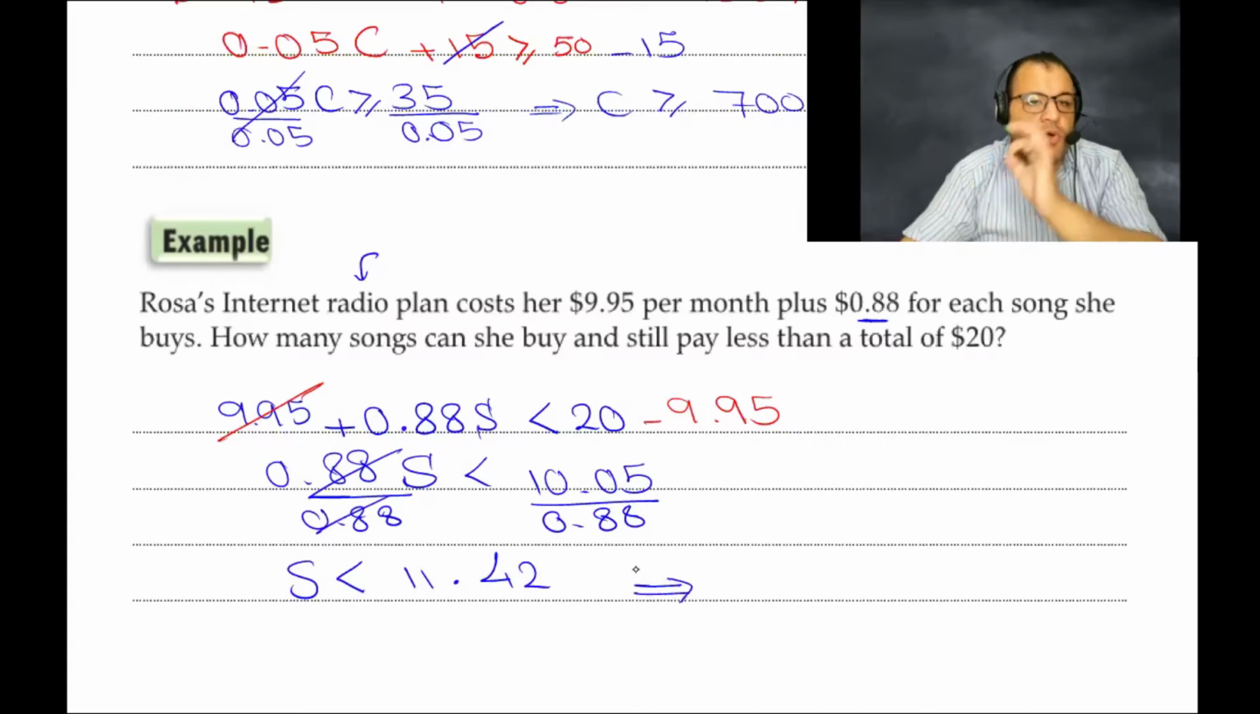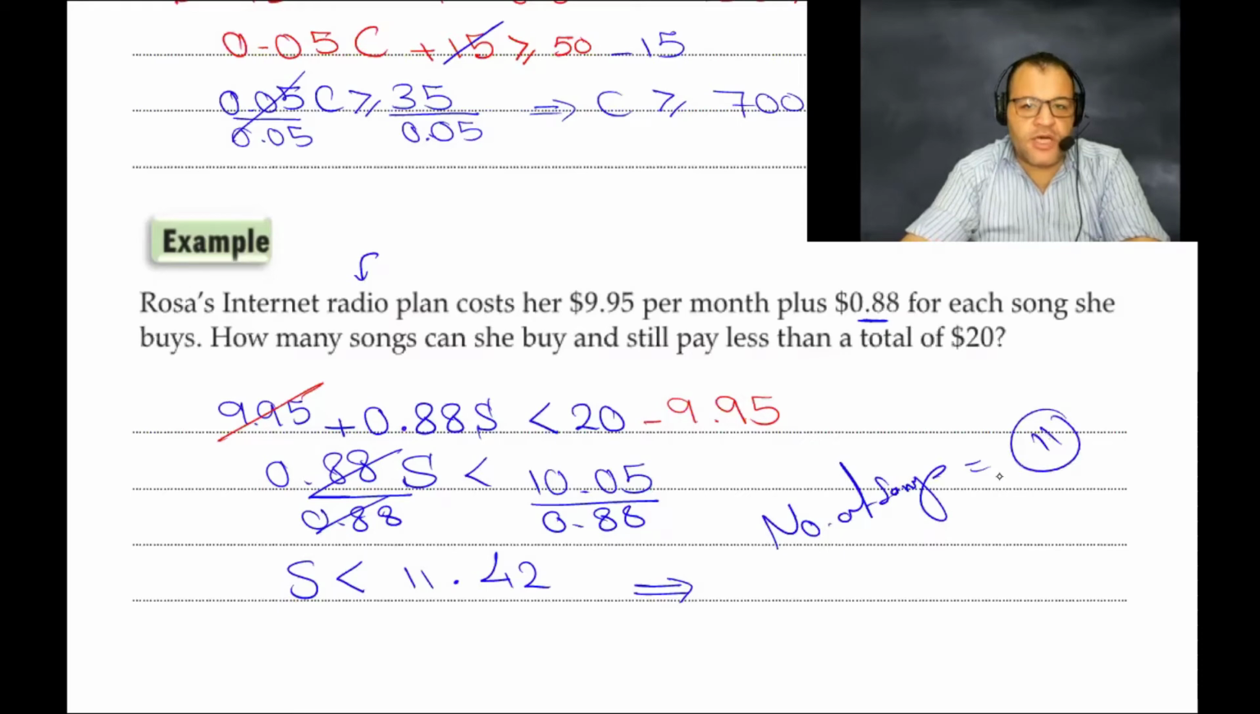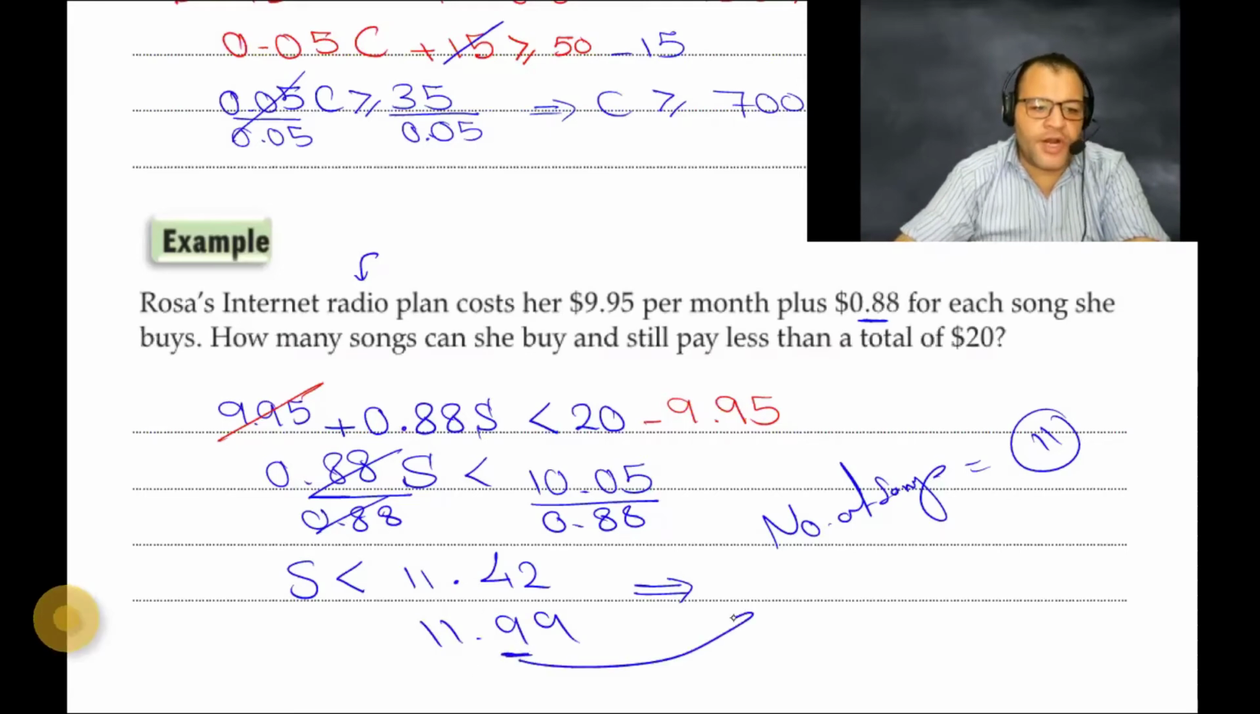Now I'm talking about a constant. I can't purchase 11.42 songs, I can purchase 11 songs. So the number of songs will be 11. I will round down. You got the idea for this one? In some cases we round up, in some cases we round down. Even if I have here 11.99, I will also round down.